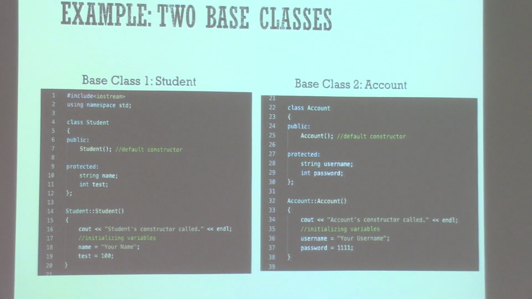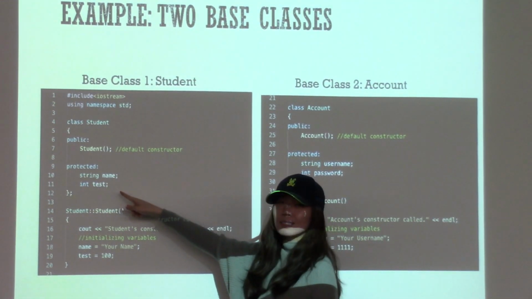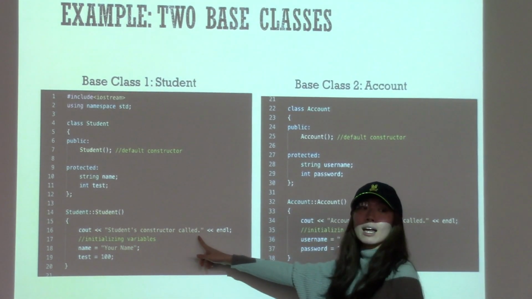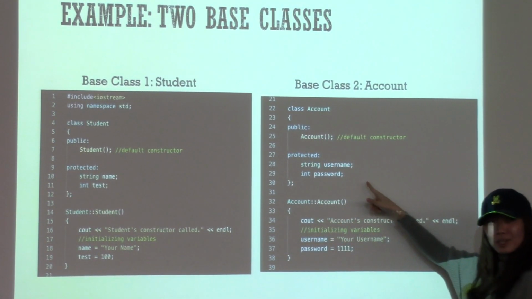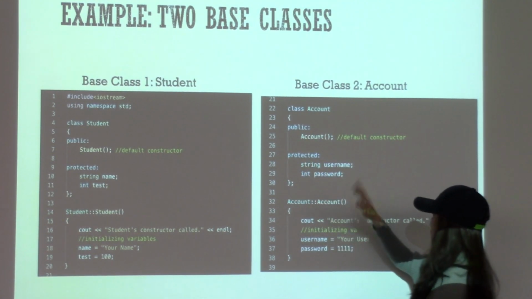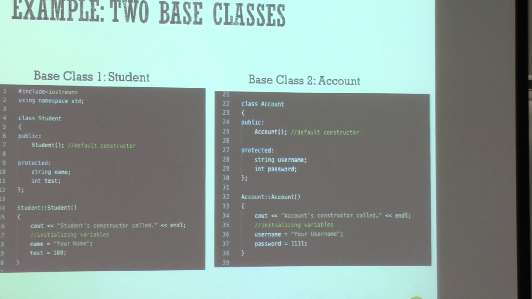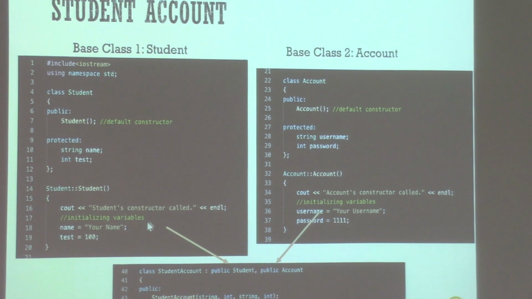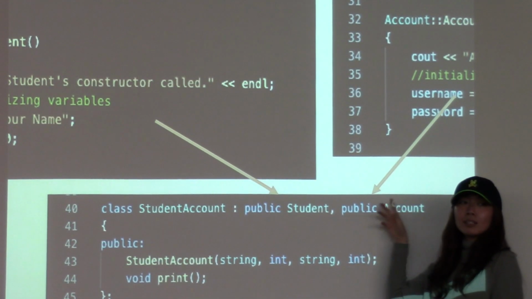So before we go to the syntax, setting the stage, a very simple setup for student: default constructor, name, test, one name, one test. That's my constructor, I have initial values. It's going to let us know that it's been triggered. Account, same thing, default constructor, username and password, right? It's kind of not safe, but for demo purposes. Print out the constructor, have a default username and password, that's the setup, right? Two base classes, student and account. Let's look at our inheritance. Your new class student account inherits from student, comma, account.